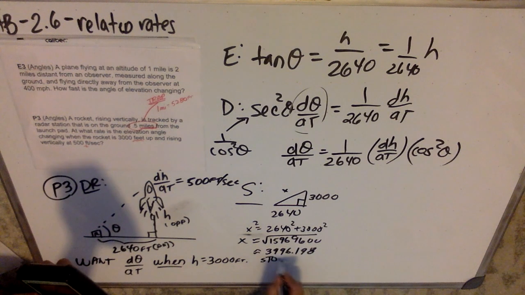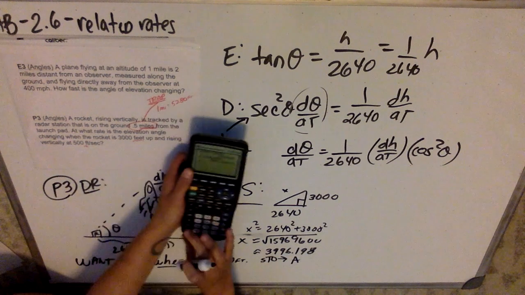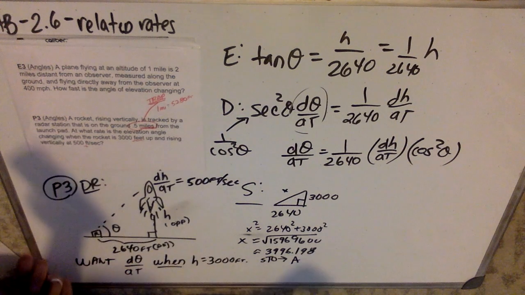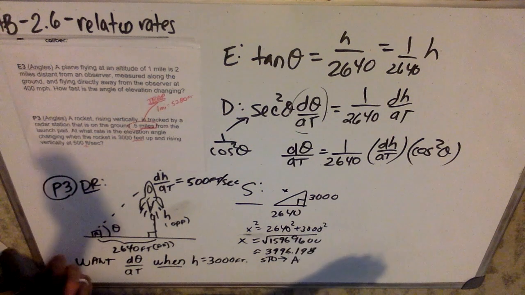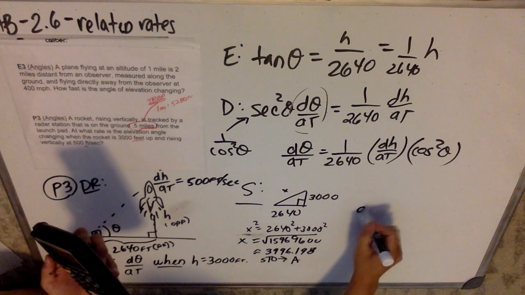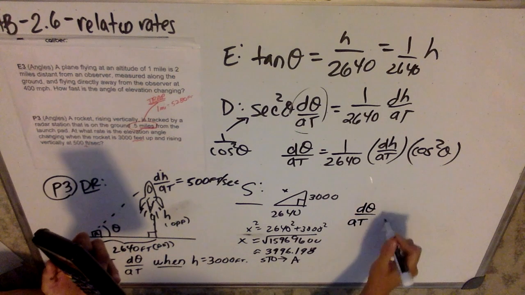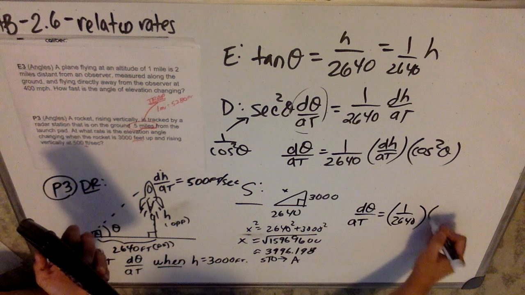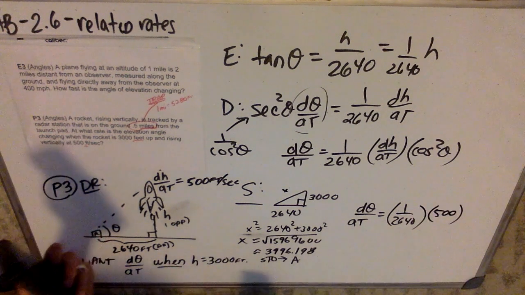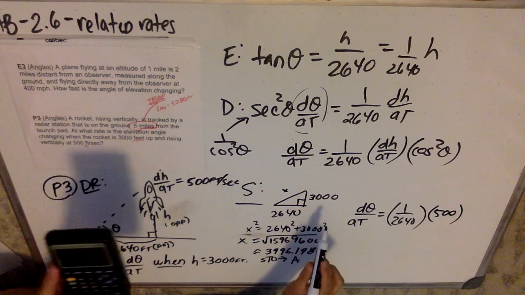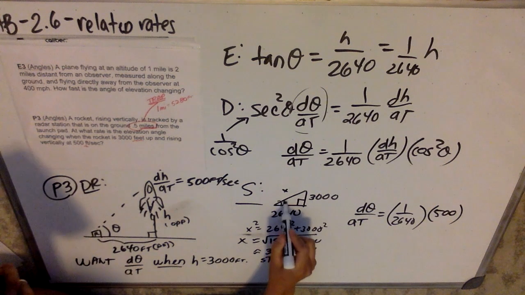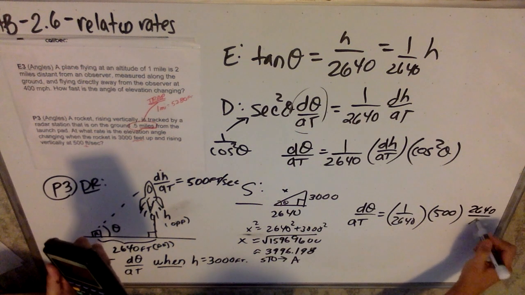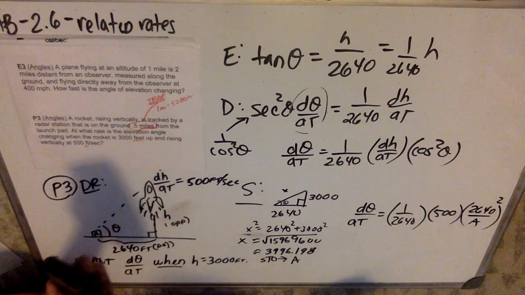I'm going to go ahead and store that in my calculator as alpha A. So to do that, I hit store and then alpha A. All right, so I'm going to go ahead and call that A. So when I go to plug in, I'm going to get that my d theta dt is 1 over 2640 times 500 times my cosine, which is going to be the 2640 over a quantity squared, right?